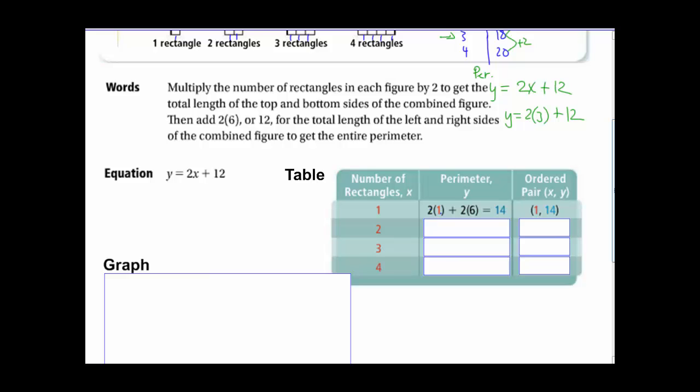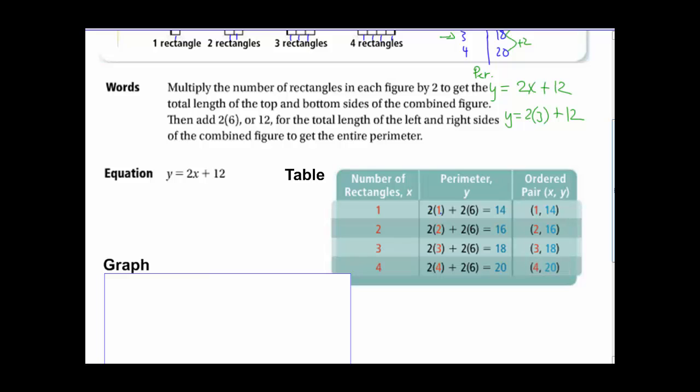So if we're going to fill out the table using what we have, if I have 2 rectangles, the number of rectangles is going to increase, so we have 2 times 2, plus the 2 sides that are still the same, so now we have 16, which gives us a point of (2, 16). If I go 3, we go 2 times 3, which gives us 6, and when we add the 12, now we have (3, 18), and 4 gives us the 20, so (4, 20).